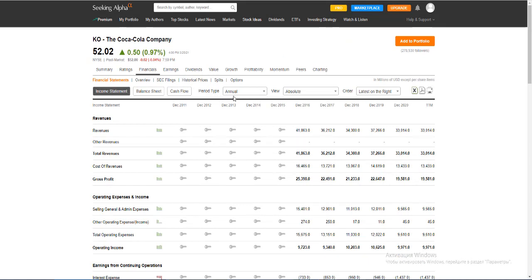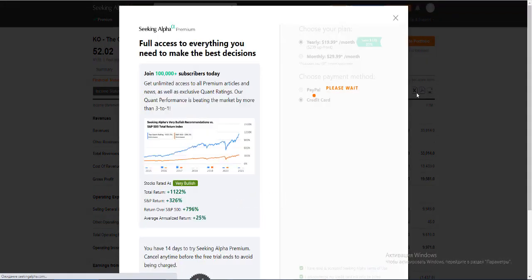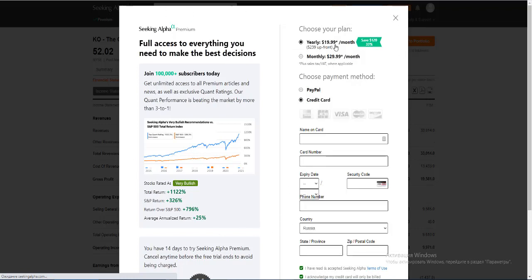What else? At the top you can choose the period type, annual or quarterly. You can choose the view or even order, latest on the right or latest on the left. You can even download it in PDF or Excel, but to use this feature, unfortunately, you need to have a paid subscription for $20, like $19.99 yearly, but it's quite useful. So if you would like, you can always subscribe.